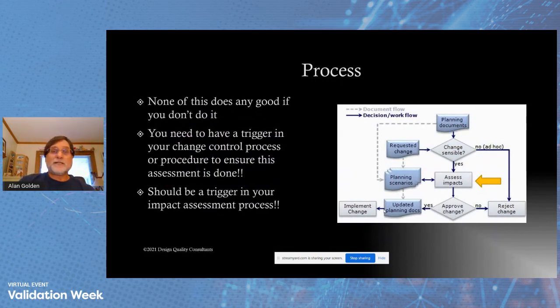So again, none of this does any good if you don't do it. I mean, that makes perfect sense, right? You need to have a trigger somewhere in your change control process to ensure that this assessment is done. And that should be part of your OP or your SOP for your impact assessment for change, whether it's a checklist or a form or something that the team is going to work through, and they're going to get to change-specific risk assessment. I need to do that. And again, it should be a trigger in your impact assessment process.